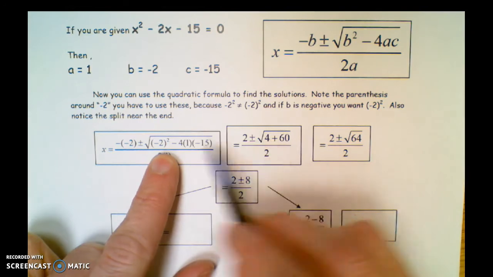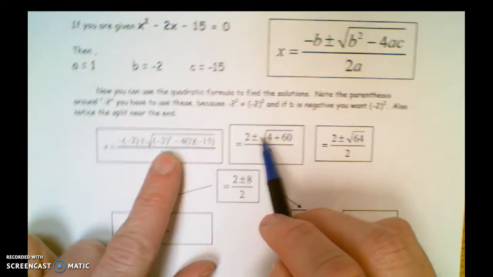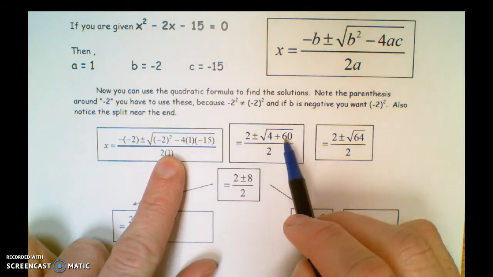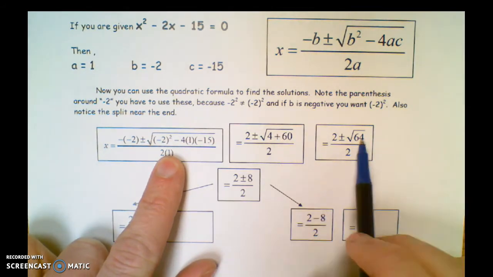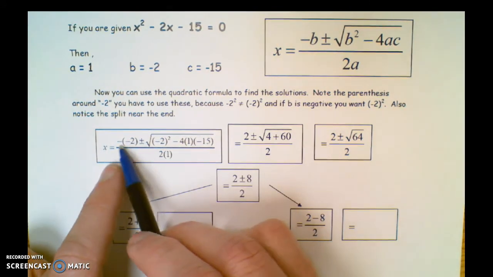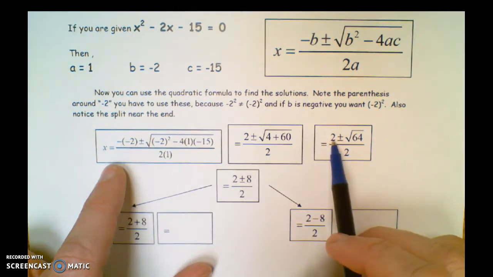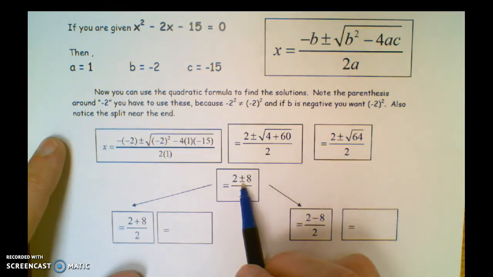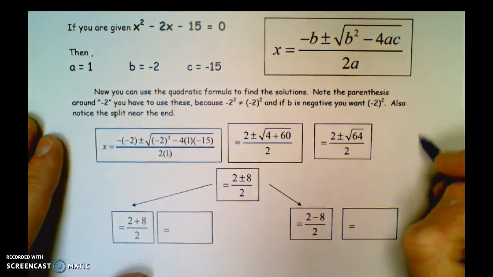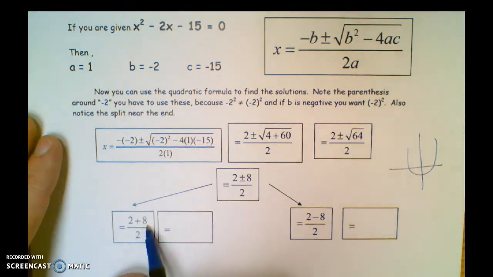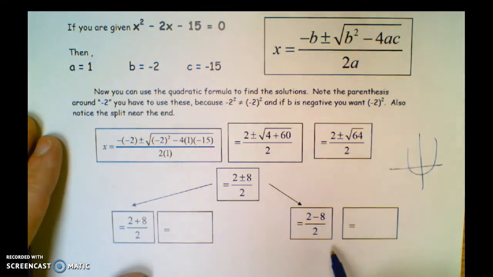Underneath the radical, they have negative 2 squared, which is 4, and then negative 4 times 1 times negative 15 is positive 60. Adding 60 plus 4 gives them 64. And the positive 2 in the front comes from the opposite of negative 2. The square root of 64 is 8. And now since you have plus or minus, remember we generally have two solutions for quadratics. We have 2 plus 8 over 2 and 2 minus 8 over 2.